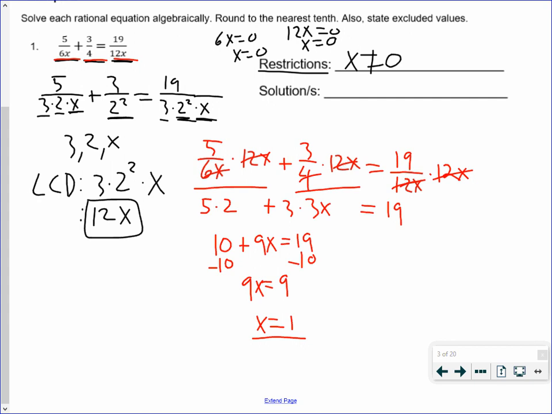So now that we have a possible solution for x, we need to double check it with our restriction and make sure it's not part of our restriction. In this problem, it isn't. So x equals 1 is a solution. So our only solution to this problem is x equals 1. Okay, let's go on to number 2.